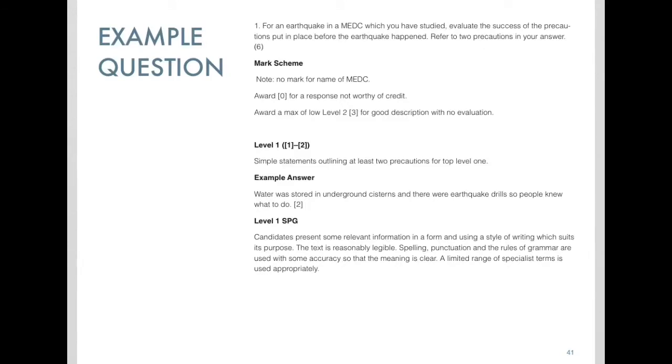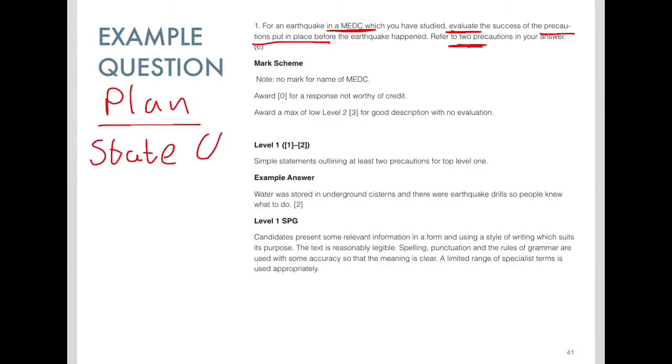If we look at this example question, we can see here that the question is asking you to discuss an MEDC earthquake. You're being asked to evaluate the success of the precautions put in place before the earthquake happened, and it's saying 2 precautions. If we think about a simple plan for this answer, you will start by stating the case study.